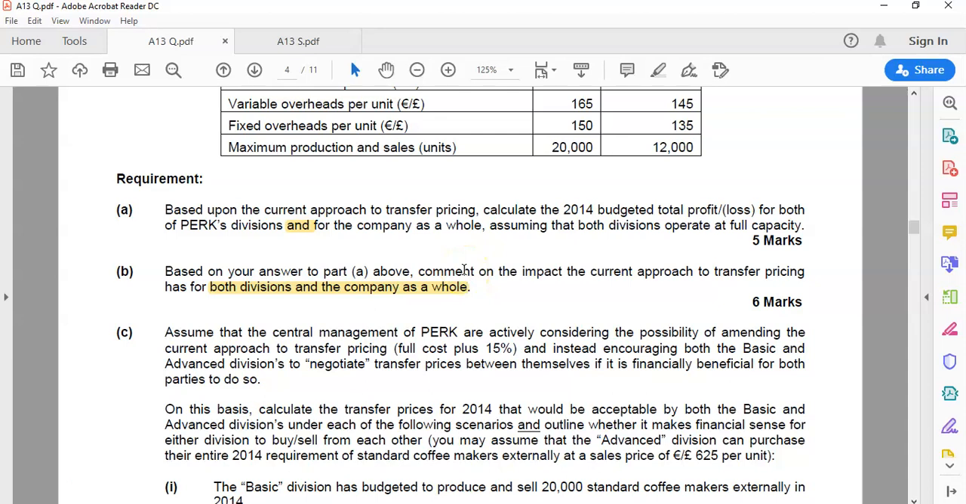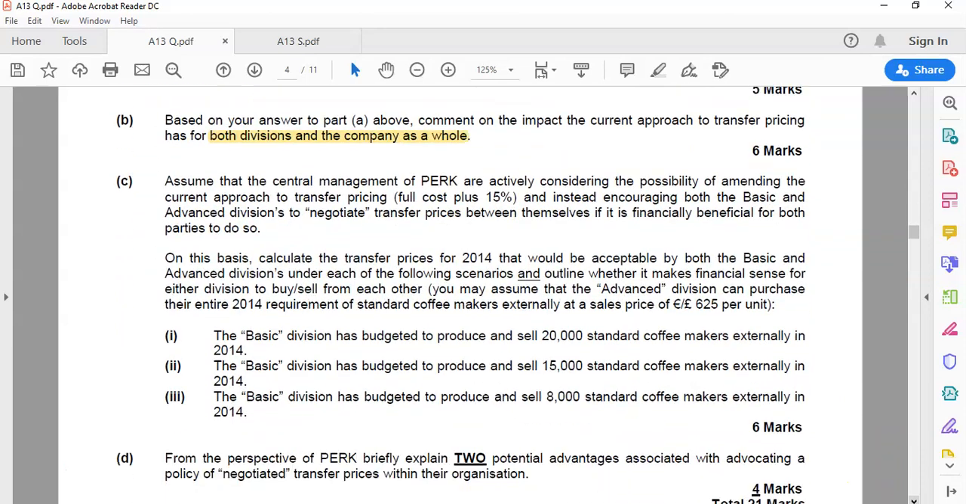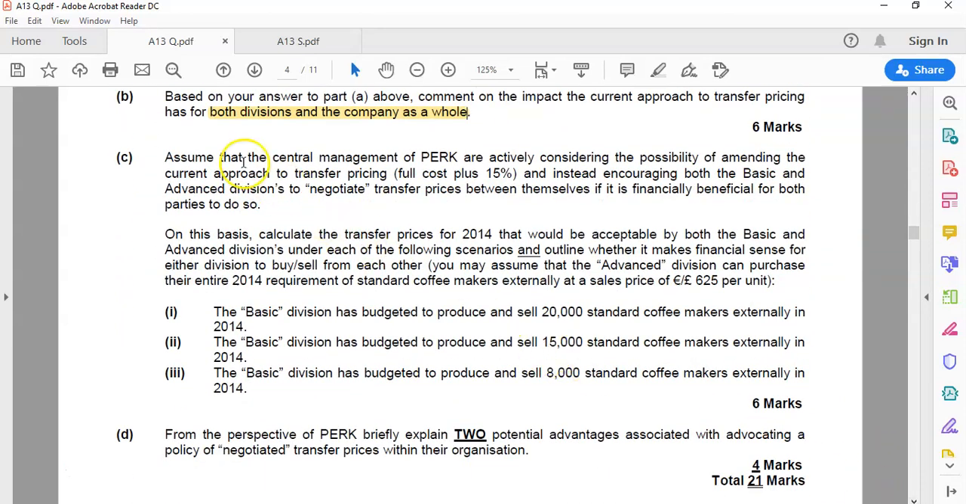Given a transfer price, you're asked to run the numbers and comment: is it a good or bad transfer price? The other type of calculation question that's quite popular is little scenario-based calculations, which is part C. You're asked, what are the possible negotiating prices for the buyer and the seller based on different volume scenarios? We'll come to that in due course. Then you have a nice little narrative part for 2 potential advantages of negotiated transfer prices for 4 marks. So there are 2 main areas of calculations, parts A and C, and 2 areas of narrative, parts B and D. It's a good benchmark question around transfer pricing in total.